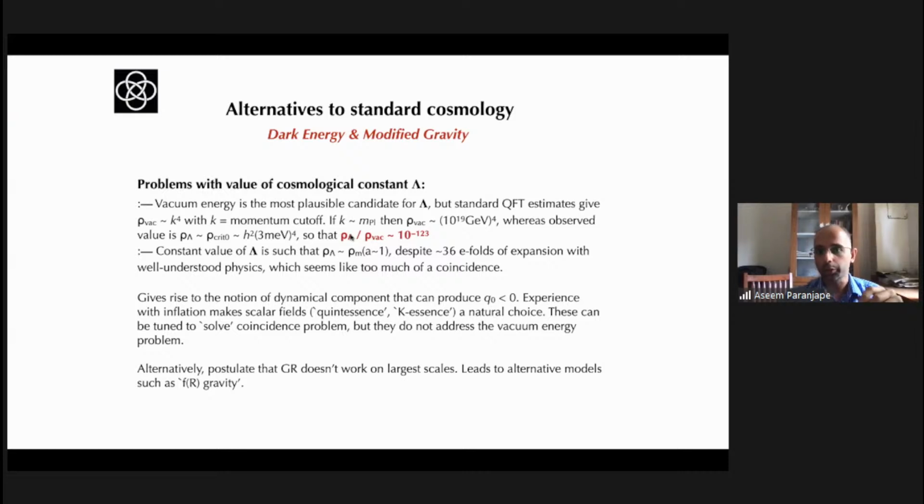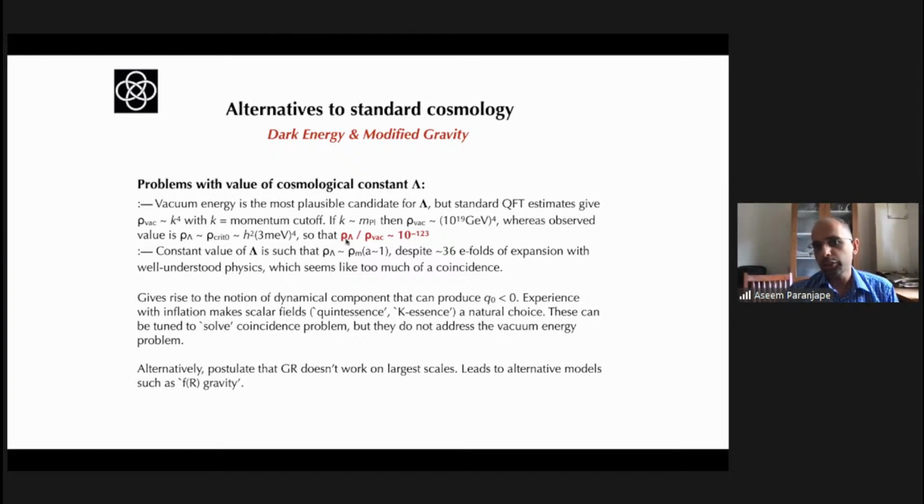But then there is a huge issue because the value of rho lambda compared to the value of the vacuum energy is different by a whopping 123 orders of magnitude. So it is not a factor of 123. It is 123 orders of magnitude. Okay, so it's something completely insane. Nobody in the history of physics has come up with a discrepancy of this order of magnitude.